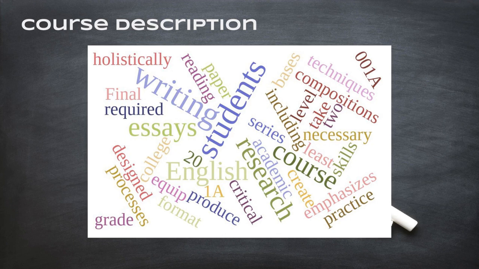Course description. English 1A is the first course in a transfer level sequence designed to equip students with the skills necessary for writing college level compositions. The course emphasizes expository writing, critical reading, and research techniques. Students are required to produce a series of academic essays, including a documented research paper in conventional format. Analysis of readings and the practice of writing processes create the basis for student essays.